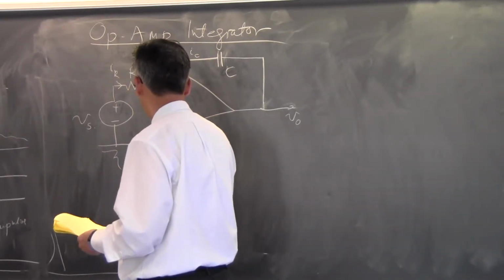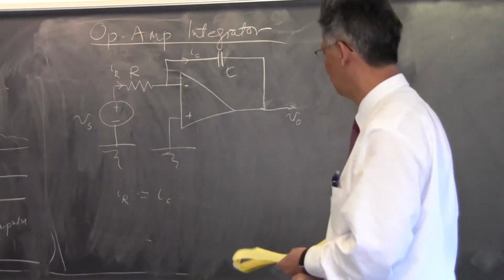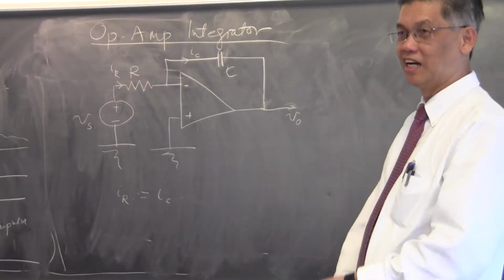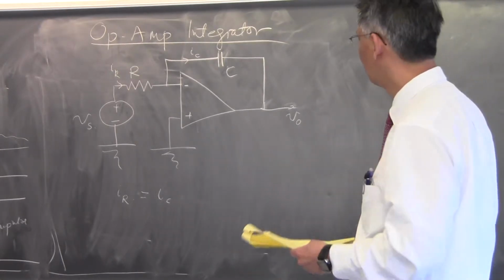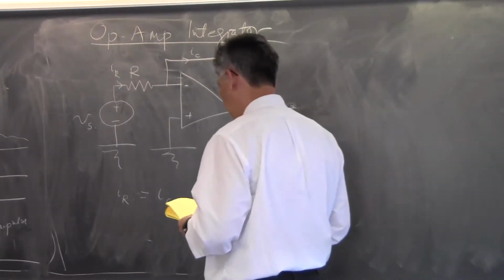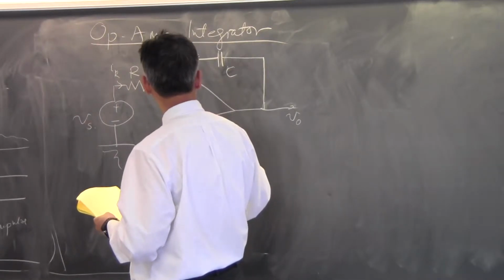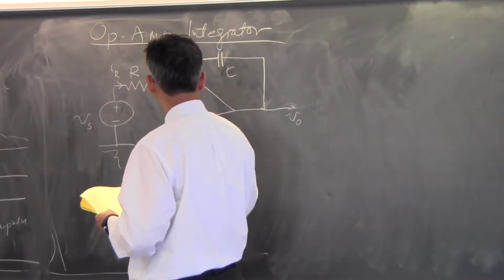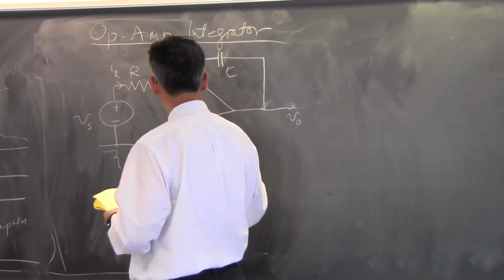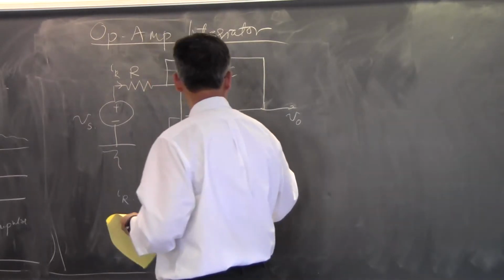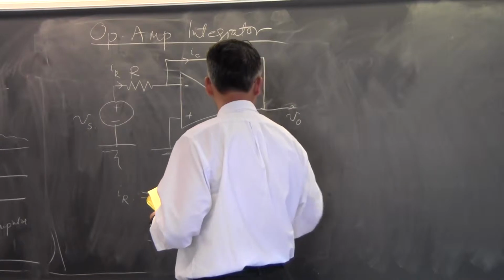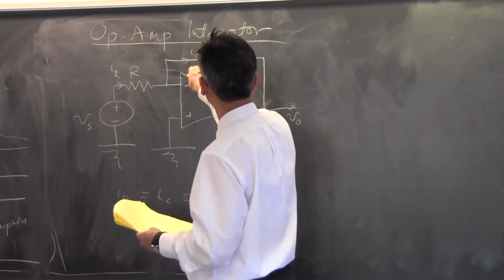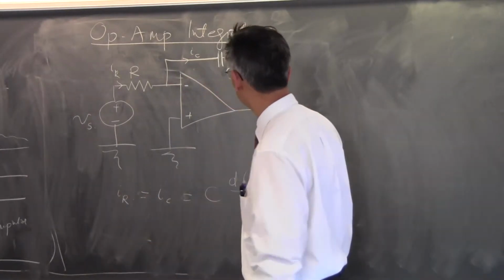Okay, by now we've become pros. We don't even have to think very much. We say that I of R and I of C are the same thing. And then I of C must be equal to C d(V0 minus V0)/dt. This is the voltage drop across the capacitor.